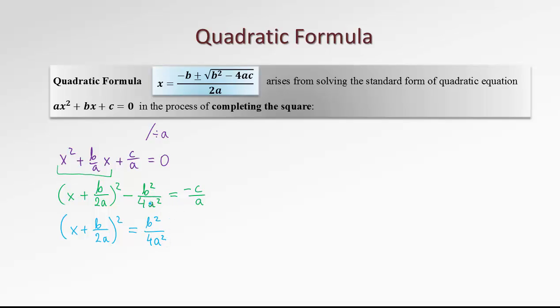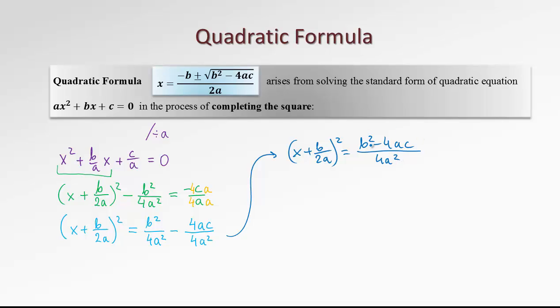Now, since we predict that we need to add these two fractions, let's write this negative c over a with the denominator 4a squared. So what do we have to do with this fraction to get denominator 4a squared? We multiply top and bottom by 4a. So in the numerator 4a as well. Therefore, overall we have negative 4ac over 4a squared. So now we can rewrite this equation using one division bar. We have x plus b over 2a squared equals b squared minus 4ac over 4a squared.